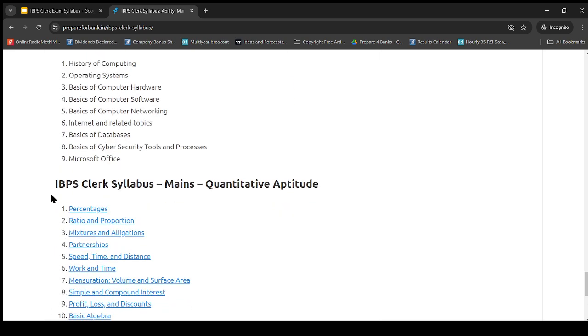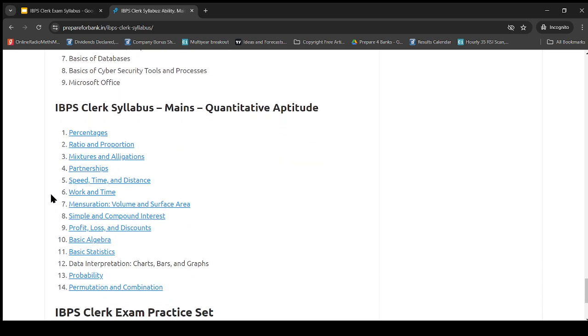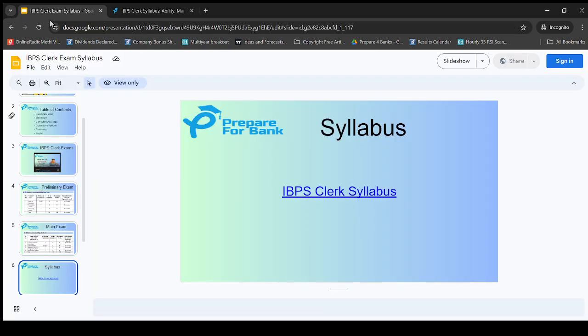After computer knowledge, we will be looking at the syllabus of the mains for quantitative aptitude. Again, in the quantitative aptitude for the mains exam of IBPS Clerk, we have the same syllabus as we have seen in the IBPS Clerk prelims exam. The difficulty level will be increased, so accordingly we have to practice more and give the answer to the questions.